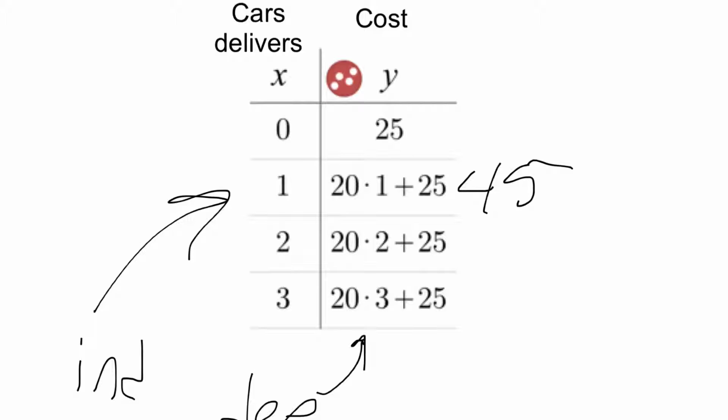So what's the second one? 20 times 2 plus 25. So 65. So we delivered two cars. Each costs $20 plus our startup cost of $25. What about the third one? 85. Pretty easy once you get the pattern.